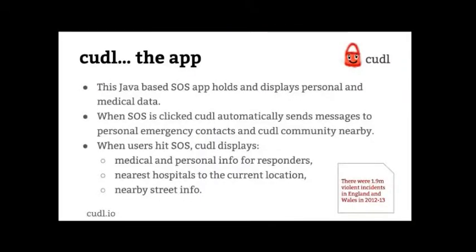In an emergency, the app sends the user location to the CUDL server, which returns the nearest hospital and public places locations. Then SMS messages are sent containing the pre-saved text body to the 5 emergency contacts, and an SOS alert is sent to the CUDL server to kickstart the crowd response.